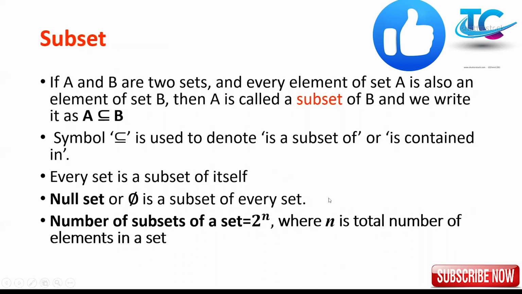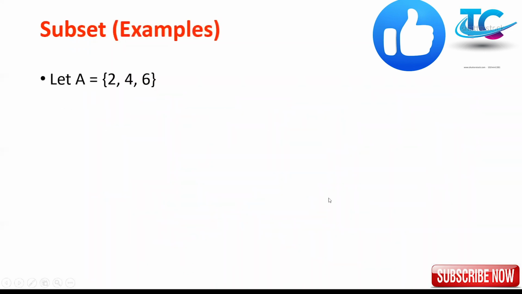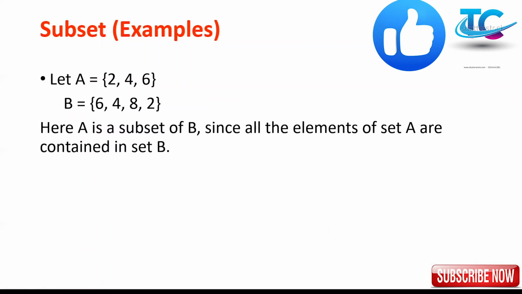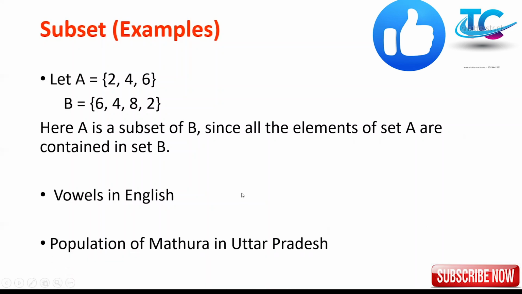Now let's see some examples of subset. Suppose A is a set containing elements 2, 4, 6 and B is a set containing 6, 4, 8, 2. As we see, all the elements of A belong to B also. So we can say A is a subset of B. Other examples are vowels in English alphabet. The set of vowels is a subset of English alphabets. Like the population of Mathura in Uttar Pradesh: if we want to count the population of Uttar Pradesh, then the population of Mathura is a subset of that set.